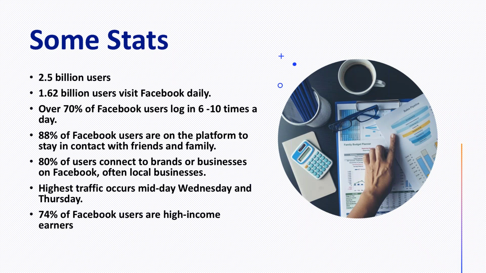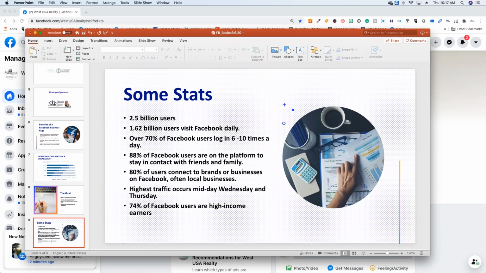High traffic occurs midday, Wednesday or Thursday. If you want to know when to post your content, it's statistically shown that high traffic days are going to be Wednesday and Thursday midday. 74% of Facebook users are high income earners. A great stat to know, especially for those who also use Instagram. Instagram and Facebook users are statistically shown to be high income earners as well as more highly educated. That is a great demographic to know, because at the end of the day, we're looking for qualified buyers, and if we know that's where they're hanging out, then that's where you should be, right? All right, so just some statistics to hit you with real quick.